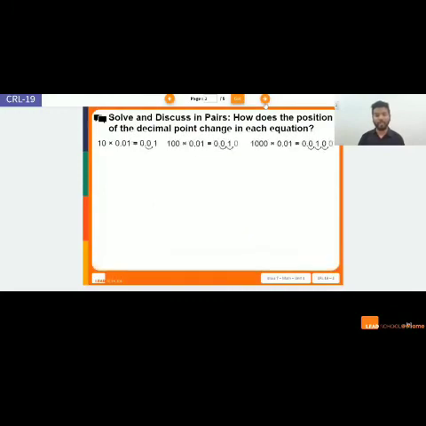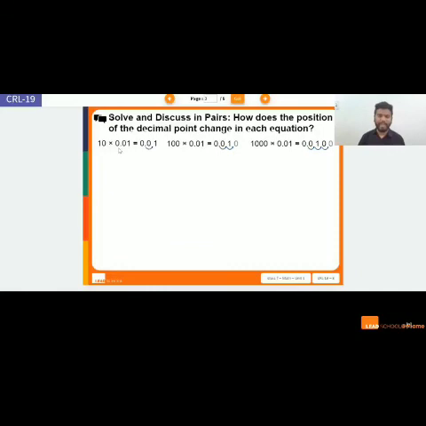Let us check what the answer is. When I multiply 10 into 0.01, my decimal point shifts one place, correct? Did we apply the rules that we learned, the 3 steps? When I multiply 0.01 with 100, it is jumping 2 spots. When I multiply 0.01 with 1000, it is jumping 3 places. So I see a very interesting trend here.